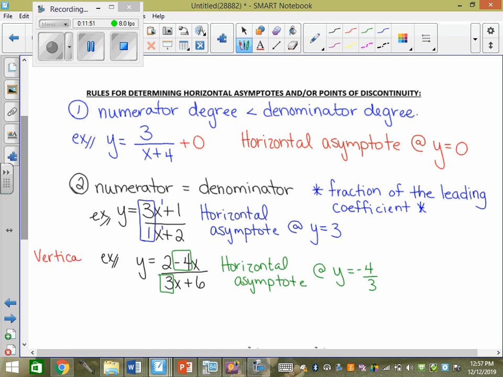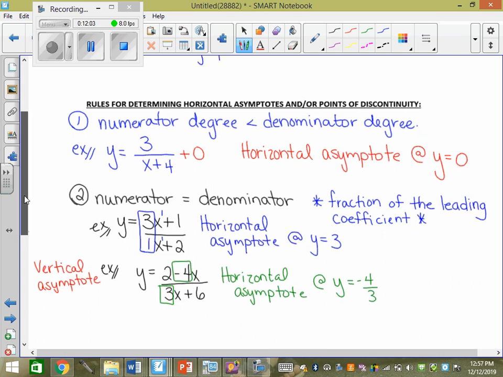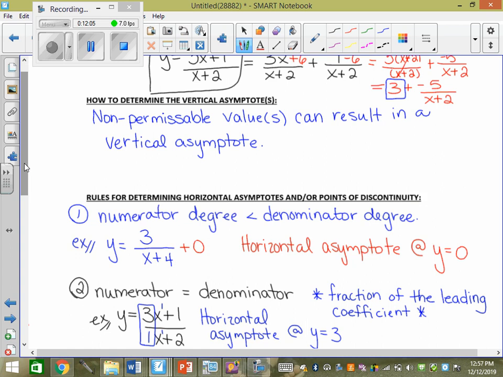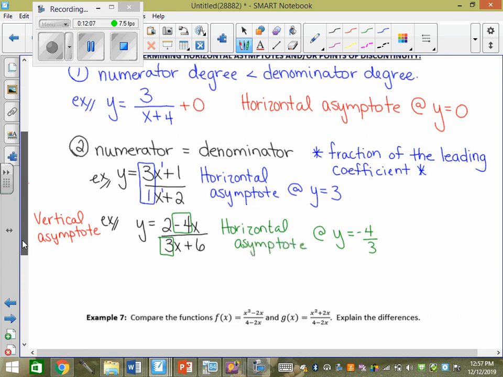How do we find the vertical asymptote? It's just the non-permissible value. That's what your denominator can't be. That's what I said up here. Non-permissible values can result in a vertical asymptote. And they say can because sometimes they're a point of discontinuity.